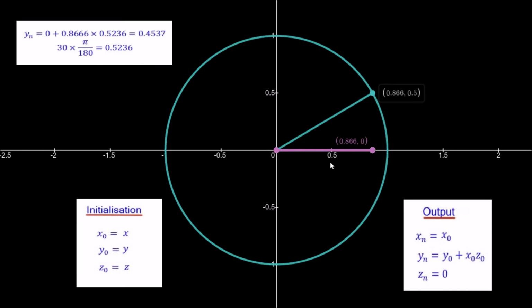And the value for our z0, well, our z0 here is the angle 30 degrees. But of course, when we're multiplying these out, we have to change the degrees into radians. So it's going to be 30 times pi upon 180, which gives us 0.5236. So this CORDIC algorithm is going to multiply these two numbers together. The first number is the x component of our vector in blue here. And the second number is the angle that makes in radians. And that's going to give us the number 0.4537. So what we have here is a way of multiplying numbers together.